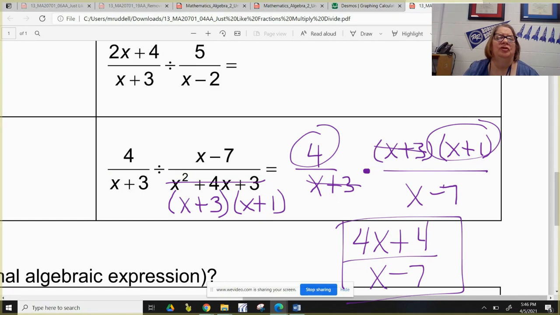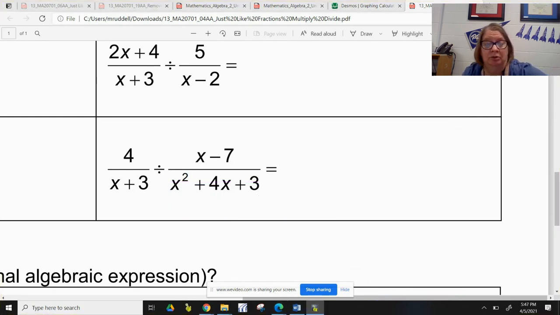Okay. So multiplying and dividing to me is much easier than adding and subtracting because you don't have to find the common denominator. It's not as long. When you're multiplying, you're going to factor. You're going to cancel out anything that factors the same on the top and the bottom, and then you're going to multiply. With dividing, you're going to multiply by the reciprocal, so you're going to flip the second fraction and then follow your multiplication rules.